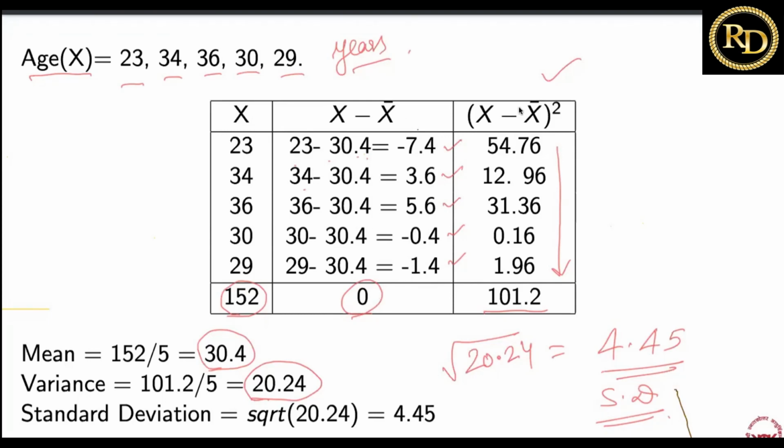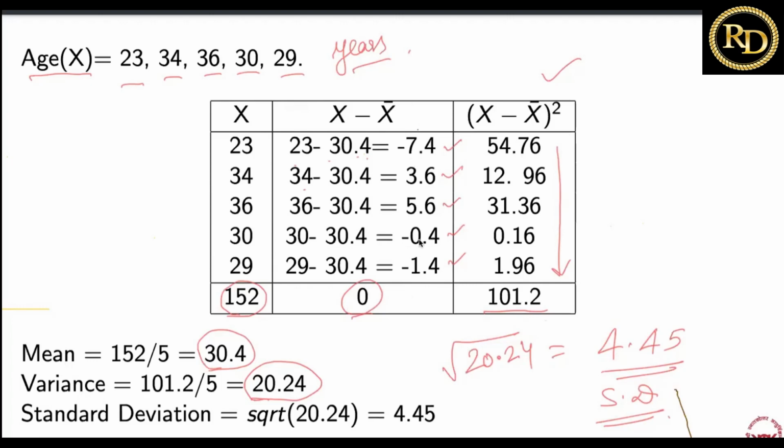So what they simply do is square them. The square of minus 7.4 is 54.76. Similarly, squaring all of them and then taking the average: the sum is 101.2, and dividing 101.2 by 5 gives 20.24. So this is the variance. Because the sum of all these deviations is coming to 0, they simply take the square of all these distances.